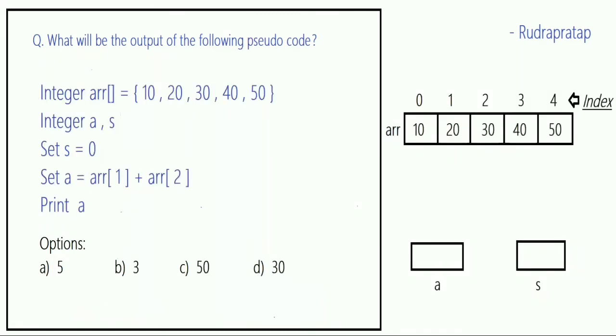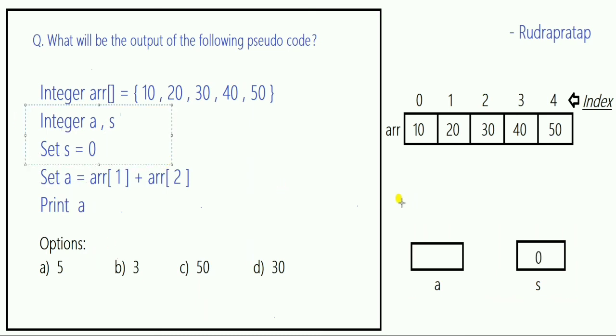This is an array based question, and in this question we have an integer array ARR, and the values in the array are 10, 20, 30, 40 and 50. On the right hand side of the screen we have the representation of the array. So 0, 1, 2, 3, 4 are the indexes of the array, and the values are 10, 20, 30, 40 and 50. After that we have two variables a and s. The initial value of a is not assigned and the initial value of s is 0.